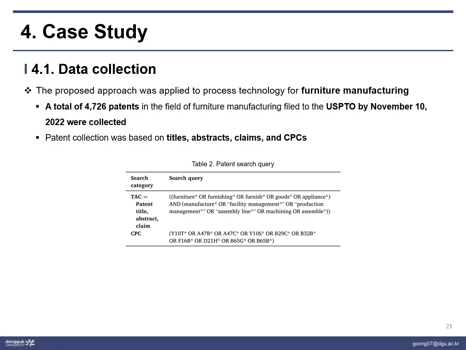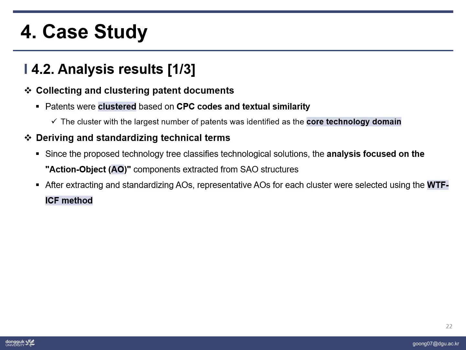We collected patents related to furniture manufacturing technologies. The analysis was conducted based on the title, abstract, and the specific cause of the patent. Clustering is performed based on specific cause and content similarity to determine the first-level technologies. Within the SAO structure, the analysis focuses on the AO component and a representative AO is identified for each cluster.